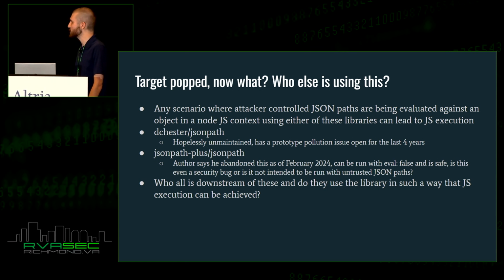So dchester JSON path, it's hopelessly unmaintained. It's had a prototype pollution issue open for the last 4 years, which is another type of security vulnerability that can, in some cases, lead to code execution. But the maintainer hasn't touched it, despite everything being used. There are no disclosed vulnerabilities here. Don't use it, it's bad.